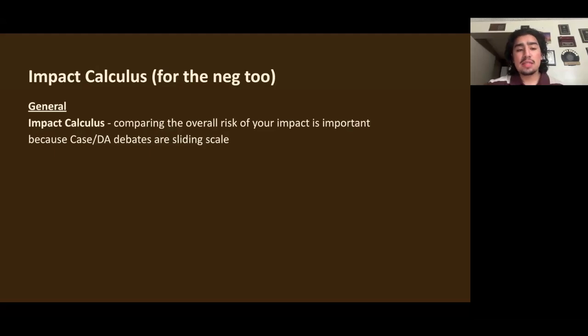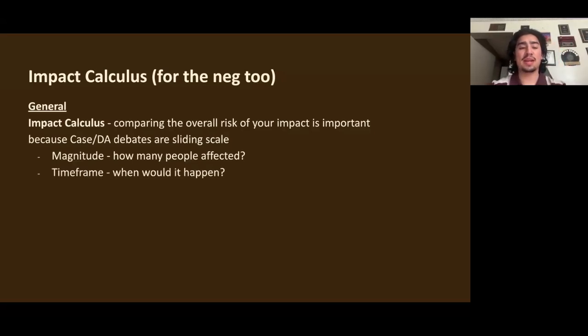So, the general thing you need to know is that impact calculus is comparing the overall risk of your impact. And that's important because case and disad debates operate on a sliding scale. What I mean by that is that when you're affirmative and when you're negative on case versus disad debates, you want to prove that your stuff is more important to prioritize. We have to calculate which impact comes first and which one should be prioritized.